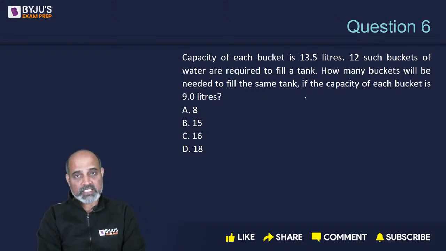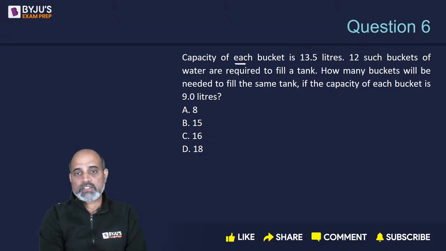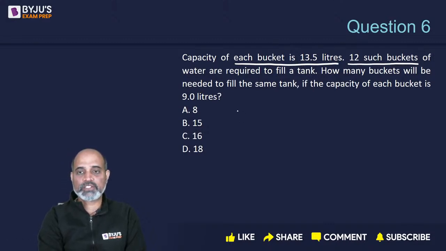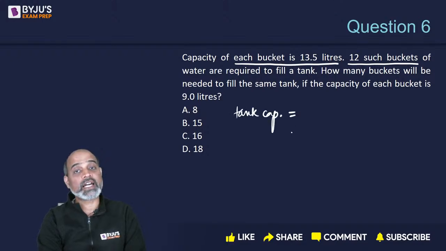Capacity of each bucket is 13.5 liters. 12 such buckets of water are required to fill a tank. How many buckets will be needed to fill the same tank if the capacity of each bucket is 9 liters? Since we have one bucket that can be filled with 13.5 liters of, let's say, water, and 12 such buckets are required, can we say that the tank capacity, or the volume of water the tank can keep, is going to be 13.5 into 12, right?